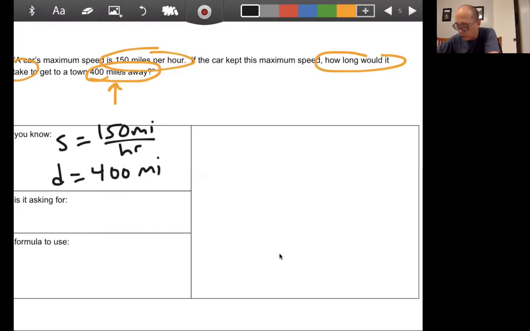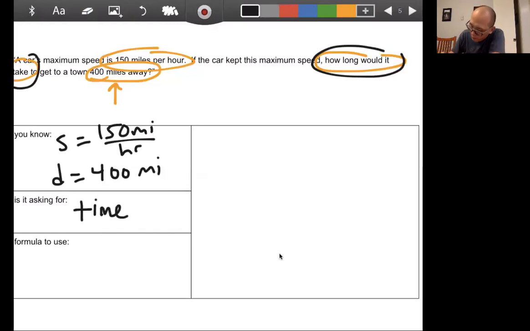400 miles. What's it asking for? Look at the problem. If the car kept this maximum speed, how long would it take? That's the question. How long would it take? So therefore, what is it looking for? How long would it take? We are talking about time.